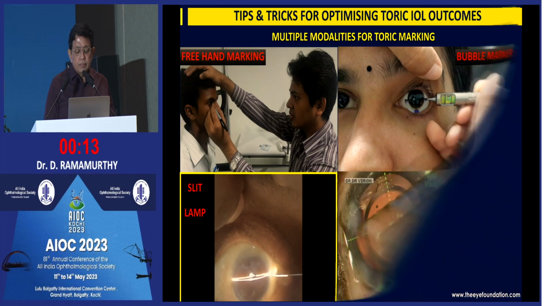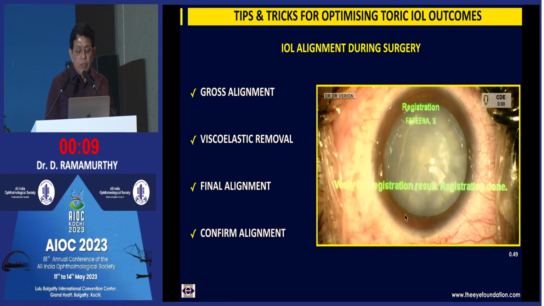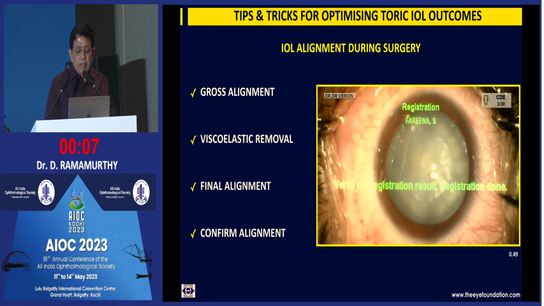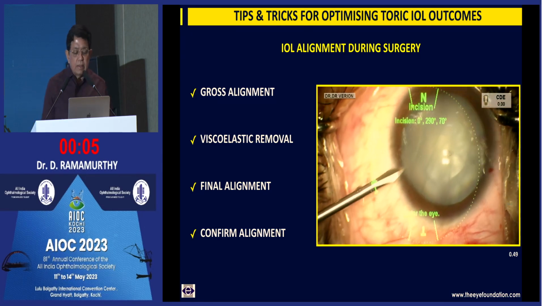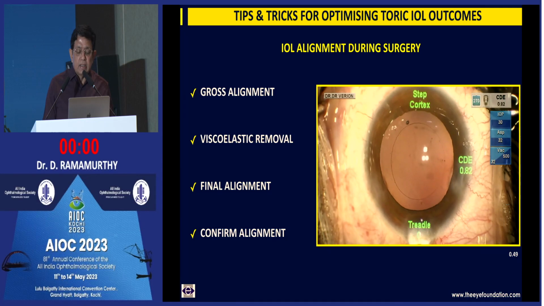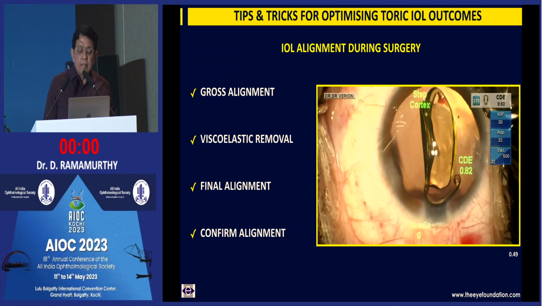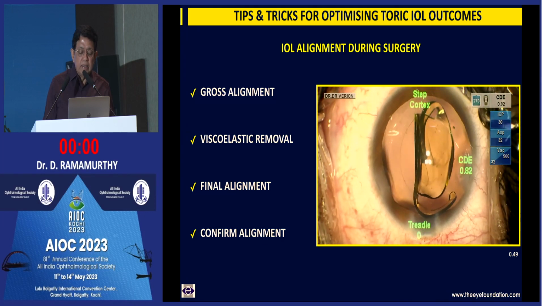And this is intra-op alignment. Let me just show you a couple of very short videos. This is when I'm using viscoelastic. A gross alignment is done. That's the temporal clear corneal incision. Getting a good rhexis is extremely important so that you have a good overlap. And that's the intraocular lens being injected in.